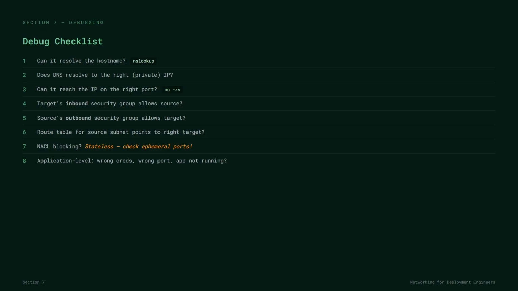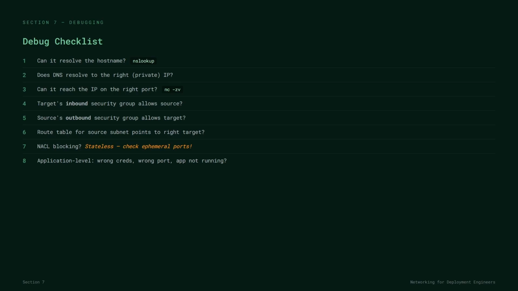So, step one is, can the service resolve the host name? First thing, before you touch any firewall or route tables, does it resolve? If not, the problem is DNS. Stop here, fix DNS. Everything downstream is pointless if the host name doesn't resolve. If it resolves, verify what IP it resolved to. Is it a private IP in your VPC range, or is it a public IP?